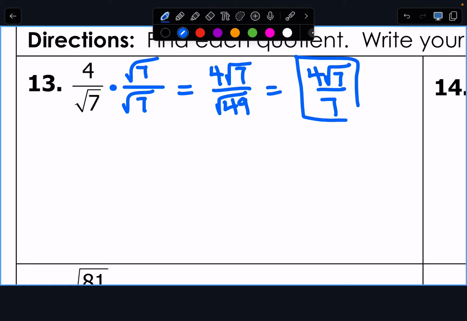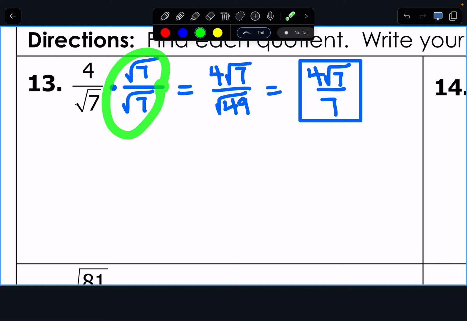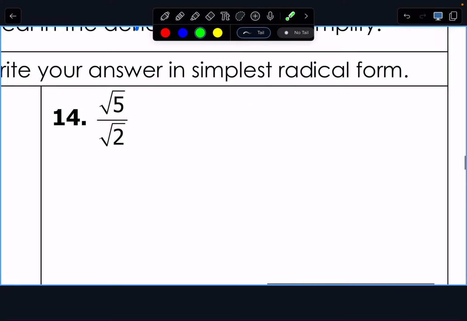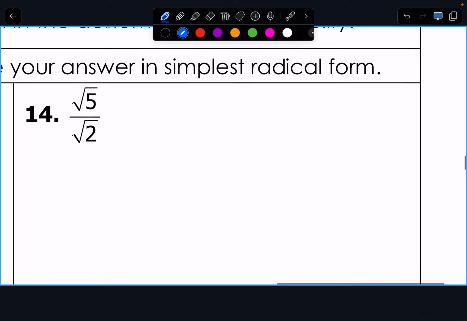But the whole point of multiplying by that radical in the denominator is so that when we multiply, we now get an integer. Okay? Now, why are we doing numerator and denominator? Because it wouldn't be equal if we didn't. I'm essentially multiplying by 1. It just looks like radical 7 over radical 7. But multiplying by 1 does not change the numeric value. Okay? All right, let's look at number 14.